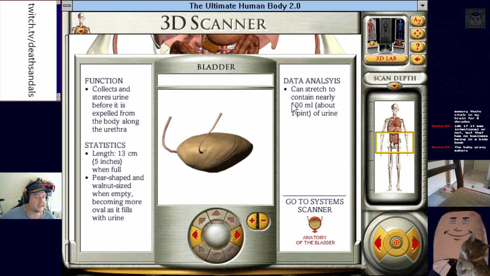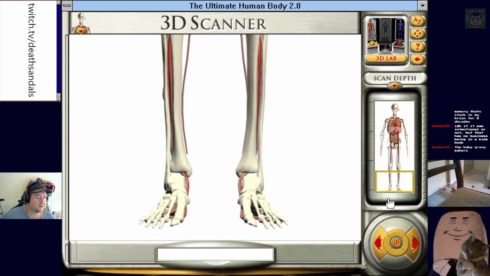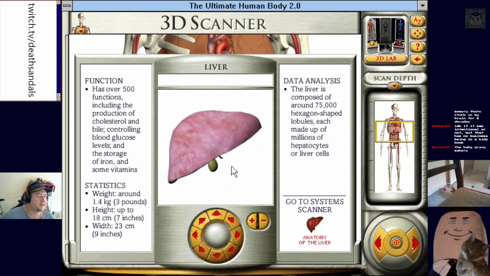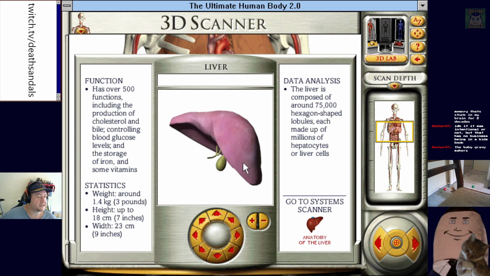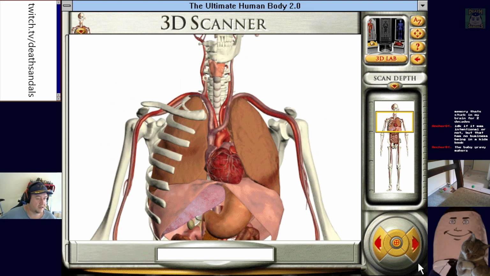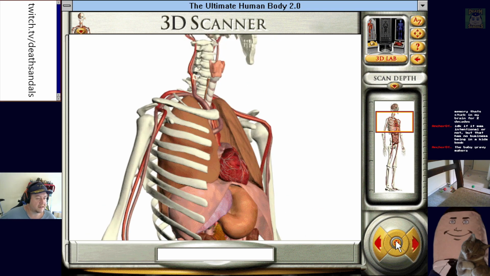Can in stretch contain nearly 500 mils, about 1 pint of urine. My bladder's bigger than that. Yeah, I used to go on the piss all the time. Got a much bigger bladder than that. What's this little thing? Gallbladder. Oh yeah, attached to your liver. Okay. Yeah, alright. Oh, we can rotate it though. That's pretty cool. Yeah, that's alright.